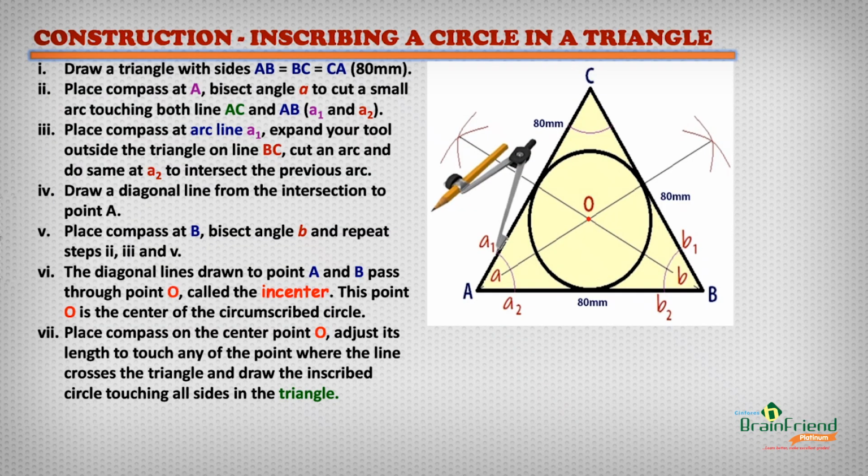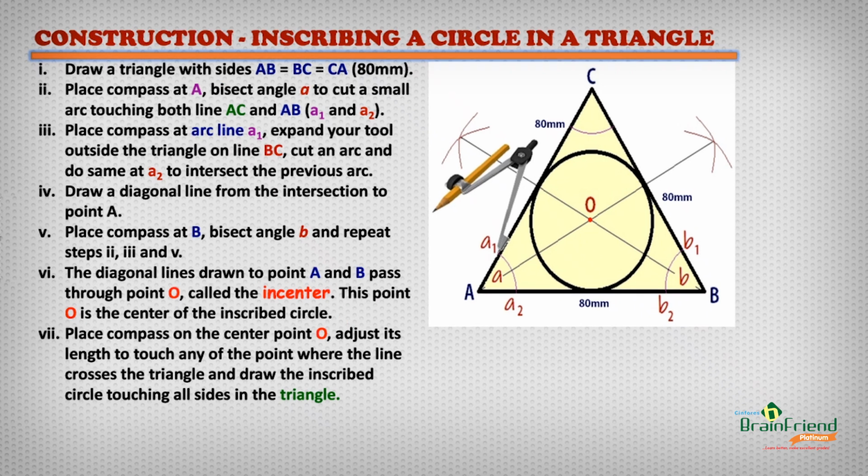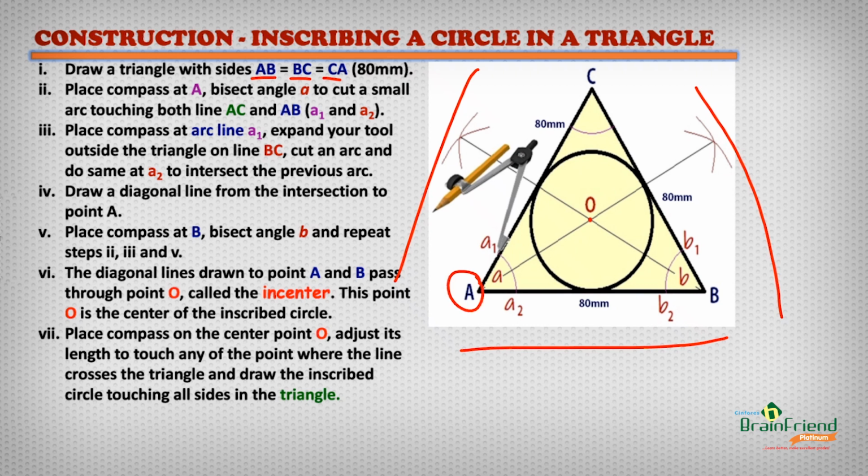When inscribing a circle in a triangle, there are procedures you must follow to achieve accurate results. These procedures include: 1. Draw a triangle with sides AB, BC, and CA. 2. Place compass at point A. Bisect angle A to cut a small arc touching both lines AC and BC, which could be called A1 and A2.